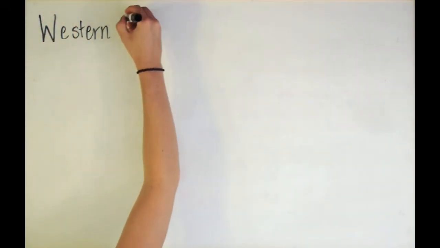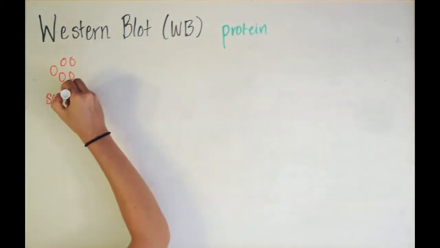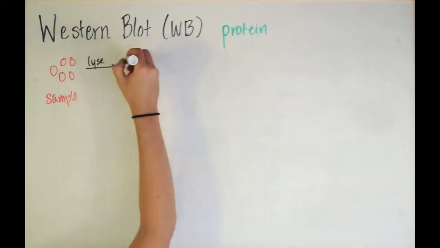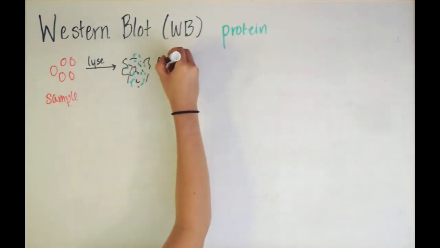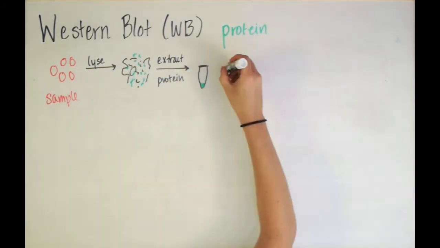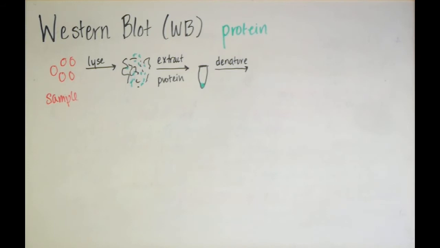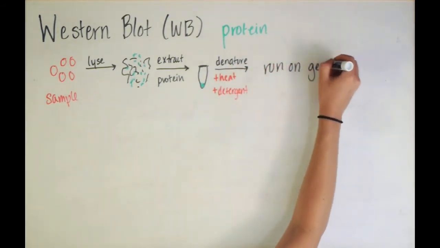Let's shift gears. So far, we've discussed assays to test whether DNA is accessible and can be bound by proteins. Now, let's talk about how we can measure protein using a Western blot. The basic procedure involves taking 2 or more samples you plan to compare, lysing the cells, extracting protein, denaturing the samples with heat and a detergent, and running them on a gel.